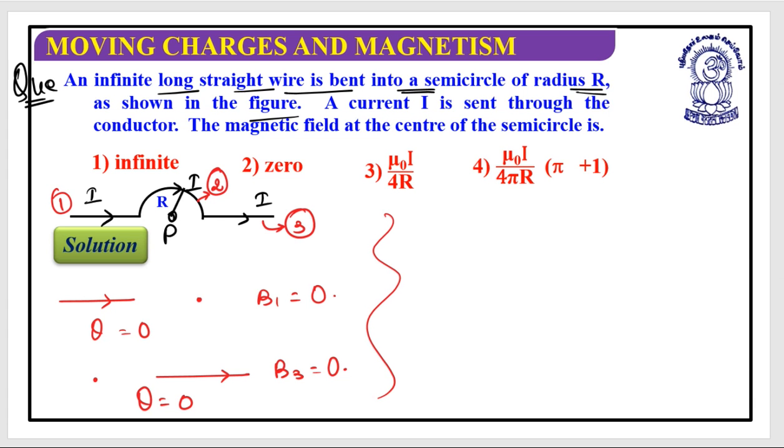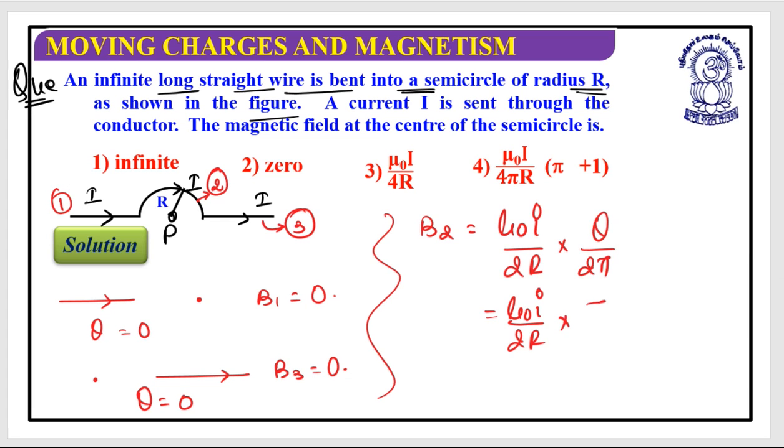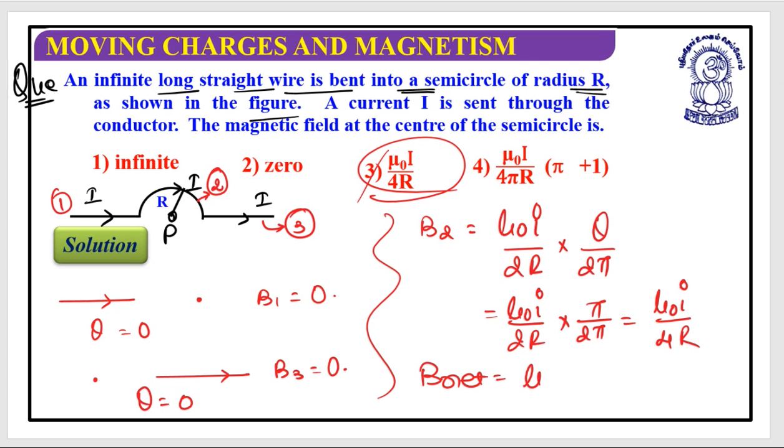For the second segment, B2 is equal to mu naught I by 2r multiplied by theta by 2 pi. As it's a semicircle ring, it's mu naught I by 2r multiplied by pi by 2 pi. This is half. It's mu naught I by 2 times 2r, which is 4r. That's it. This is the answer. So this magnetic field B net would be given as mu naught I divided by 4r.